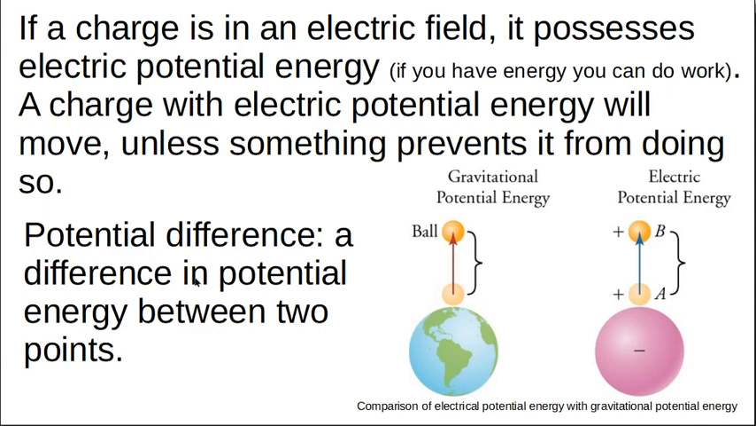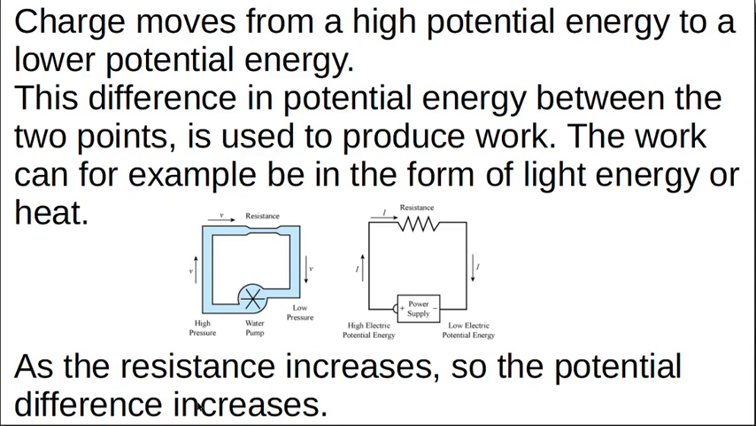So a potential difference is a difference in potential energy between 2 points. The moment there's a potential difference, the charge is going to move, and the moment the charge moves, it can do work. The charge, the electron, the minus, will always move from high potential energy to low potential energy, and this is what we use to do work. The kind of work can be, for instance, light energy through a light bulb, heat energy from your heater or your electric blanket, or noise from your radio, things like that.